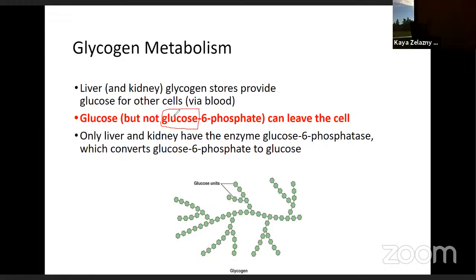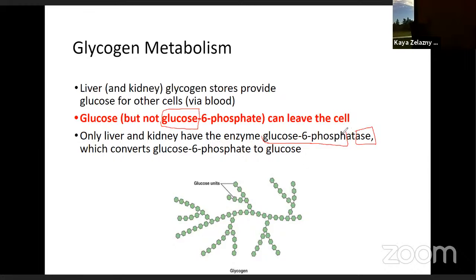And the reason we care about that is because glucose can leave a cell, but glucose 6-phosphate can't leave a cell. So in order to get glucose out to the rest of the body as we break down glycogen, we'll need an enzyme to turn that glucose 6-phosphate into normal old glucose that can use our normal glucose transporters. The only place we have that enzyme, which is glucose 6-phosphatase, right? The -ase tells us it's the enzyme rather than the molecule.